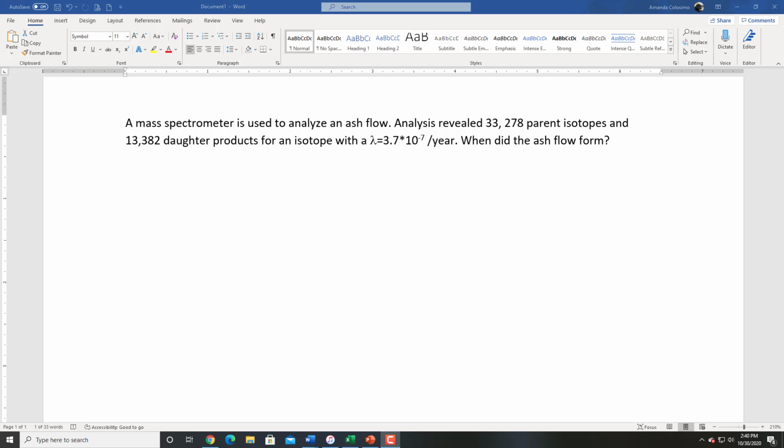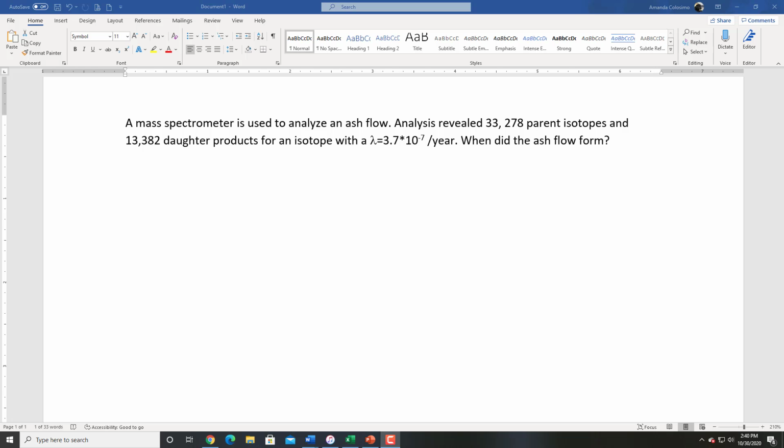Analysis from the mass spectrometer revealed 33,278 parent isotopes and 13,382 daughter products for an isotope with a decay constant of 3.7 times 10 to the negative 7th per year. When did the ash flow form?